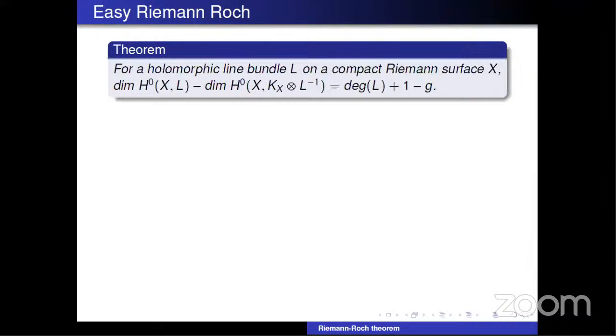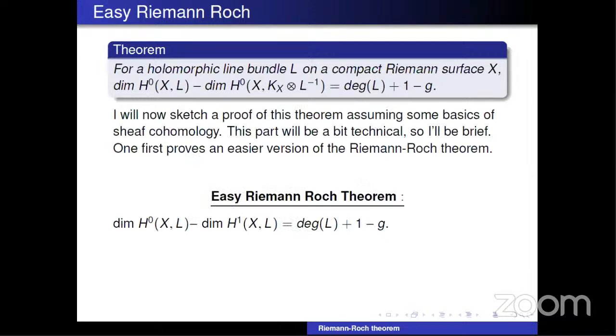That allows me to sketch a proof of the Riemann-Roch theorem. First, this is the Riemann-Roch theorem that I stated before. Now, I'll sketch a proof of this theorem, assuming some basics of sheaf cohomology. This part is a bit technical, so I'll be brief. One first proves an easier version of the Riemann-Roch theorem.